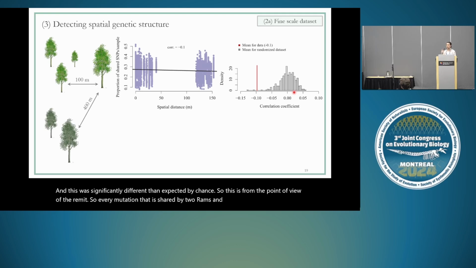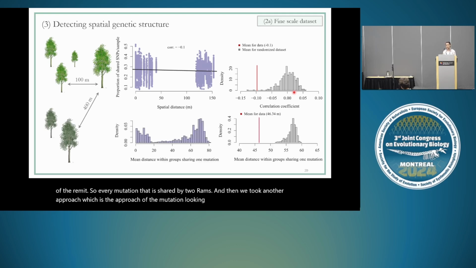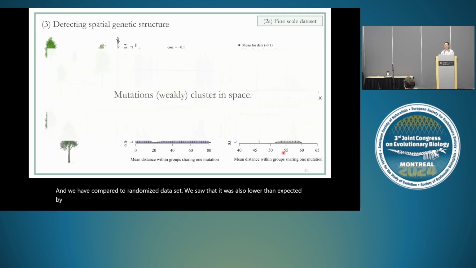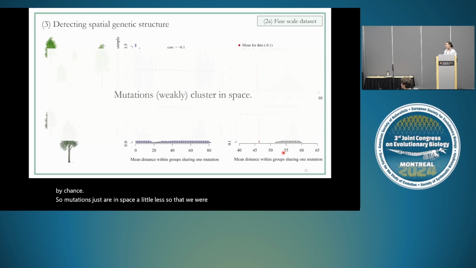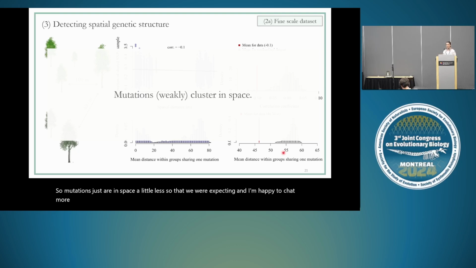Then we took another approach, the approach of the mutation, looking at the mean distance within groups that share one mutation. I took every mutation, looked at which trees have this mutation, and computed the mean distance between these trees. I obtained this distribution, and when compared to a randomized data set, we saw that it was also lower than expected by chance. So mutations cluster in space, a little less so than we were expecting, and I'm happy to chat more about this after the talk.